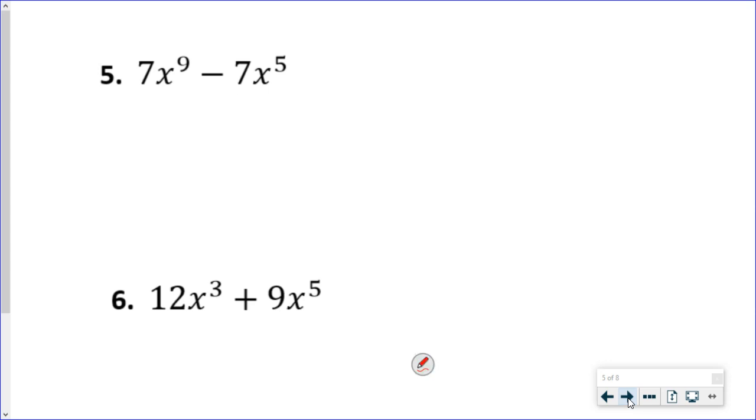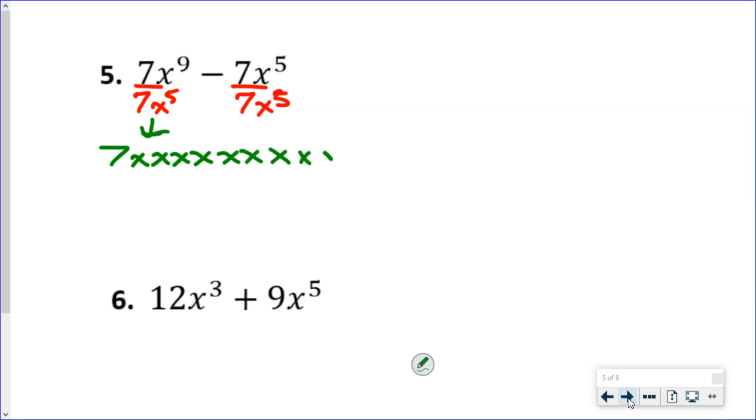Now, do you see there's a 7 in both? So I know 7 goes into both of them. Now the smallest exponent is 5. 5 is smaller than 9. So I'm going to put an x to the 5th. So what does that mean? Here I have a 7 and then 9 x's. Okay, and I have a 7 and 5 x's. And then that minus, and I have a 7 and 5.